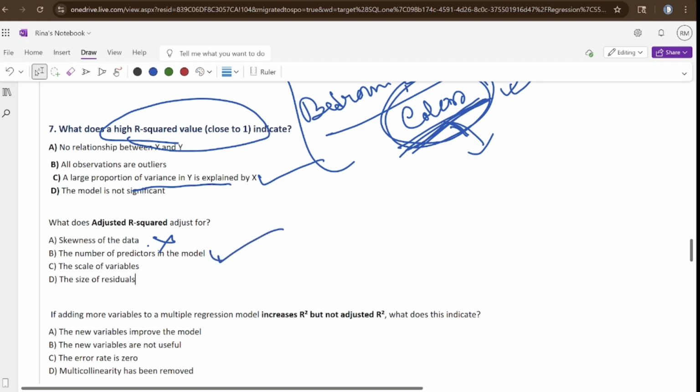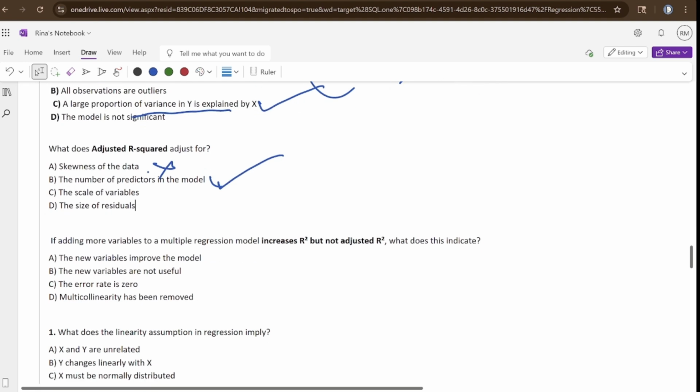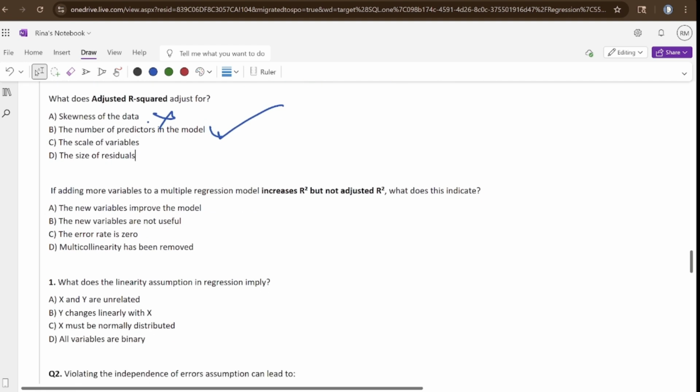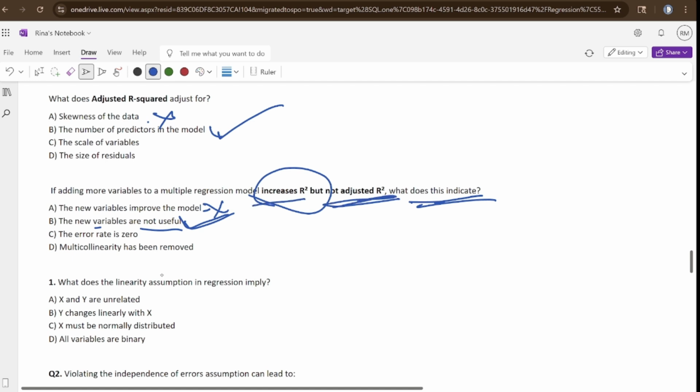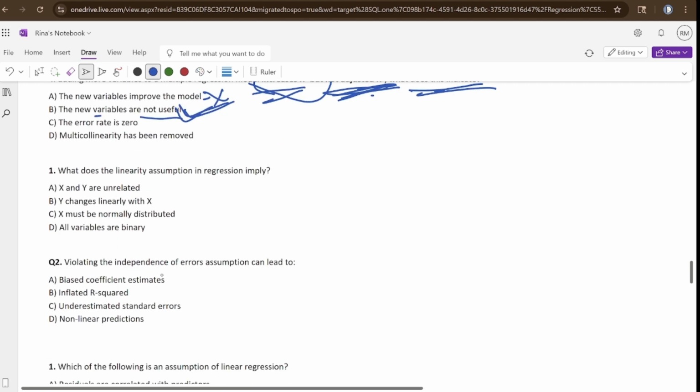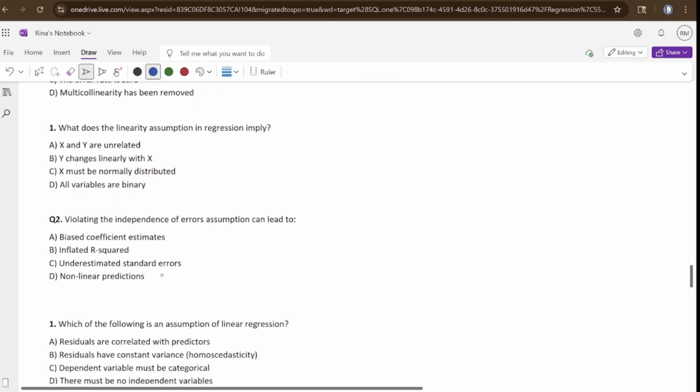Exactly. Now if adding more variables to a multiple regression model increases R square but not adjusted R square, what does this indicate? We have just discussed, that means that it is not so important. So can we say the new variables improve the model? No, the new variables are not useful, because R square has increased but not adjusted R square. R square will always increase, but adjusted R square will tell you whether it is important or not.